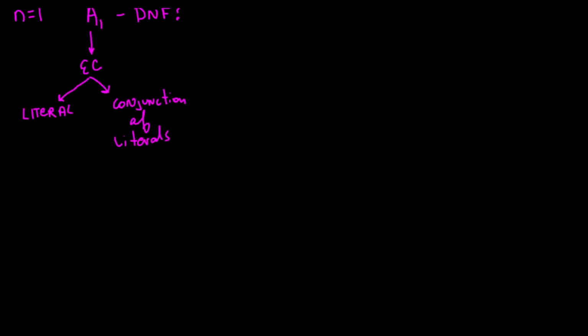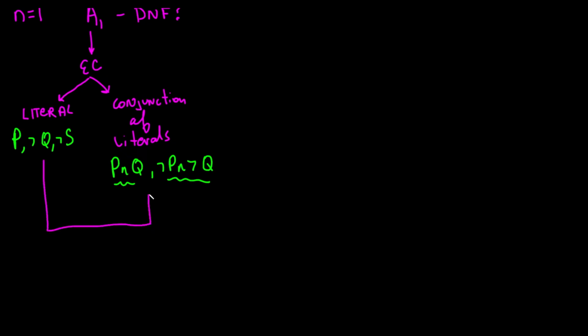So let's take a look at some quick examples of each one. So if you had a formula like P or not Q or not S, all of these are literal well-formed formulas. These formulas would be elementary conjunctions, and so they would be in disjunctive normal form. If you had a formula like P and Q, or you had, let's say, not P and not Q, these two formulas here are conjunctions of literals, and so they would also be in disjunctive normal form. So if you have a formula that is a literal or a conjunction of literals, then that formula is in disjunctive normal form.